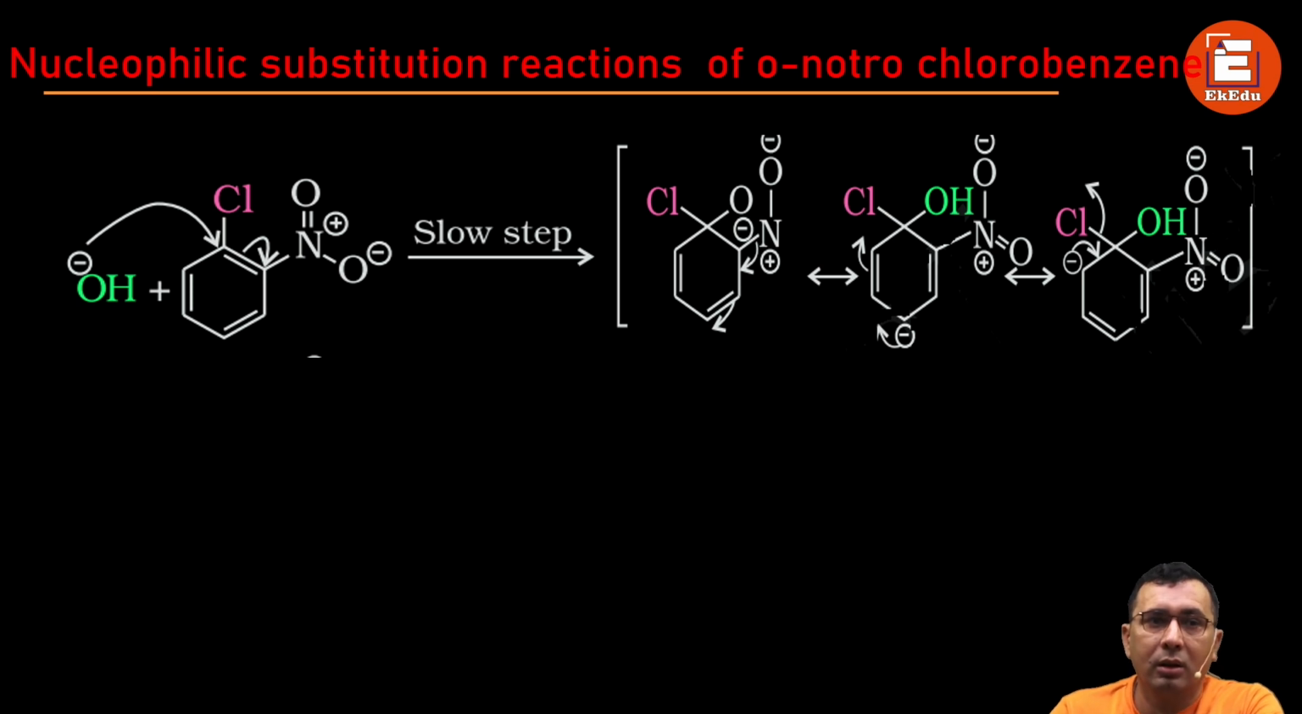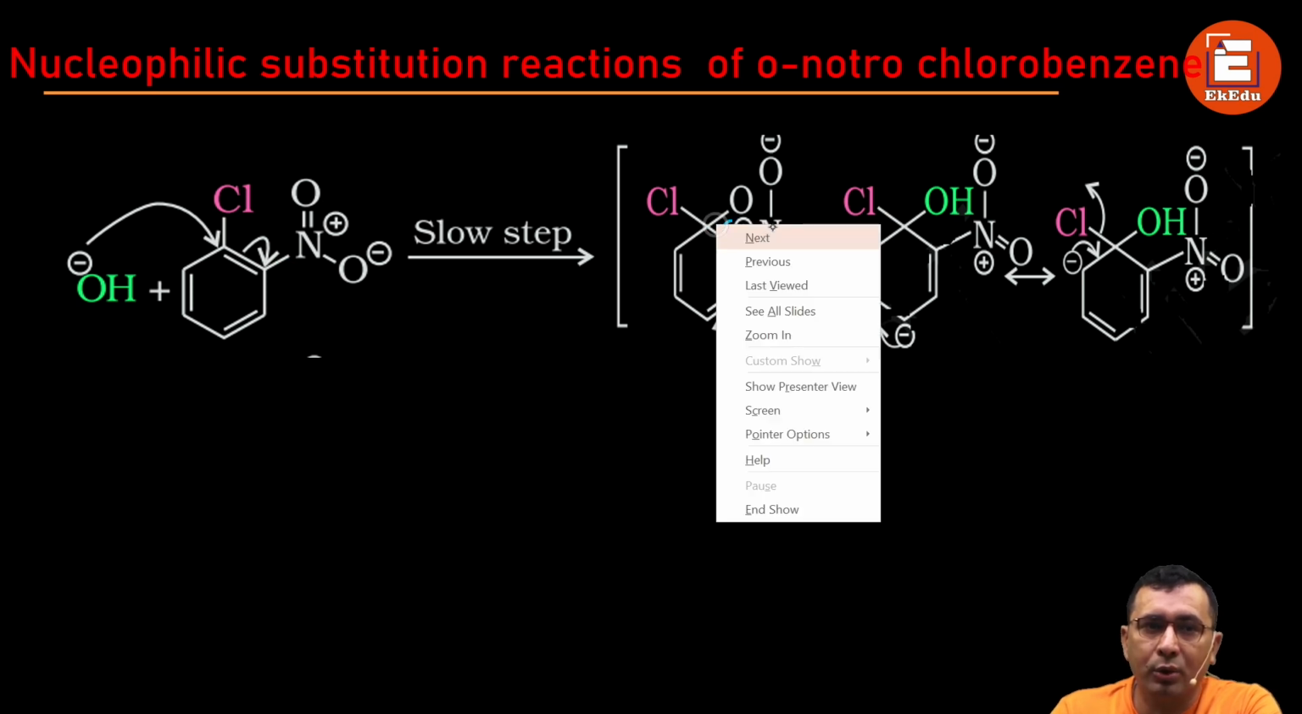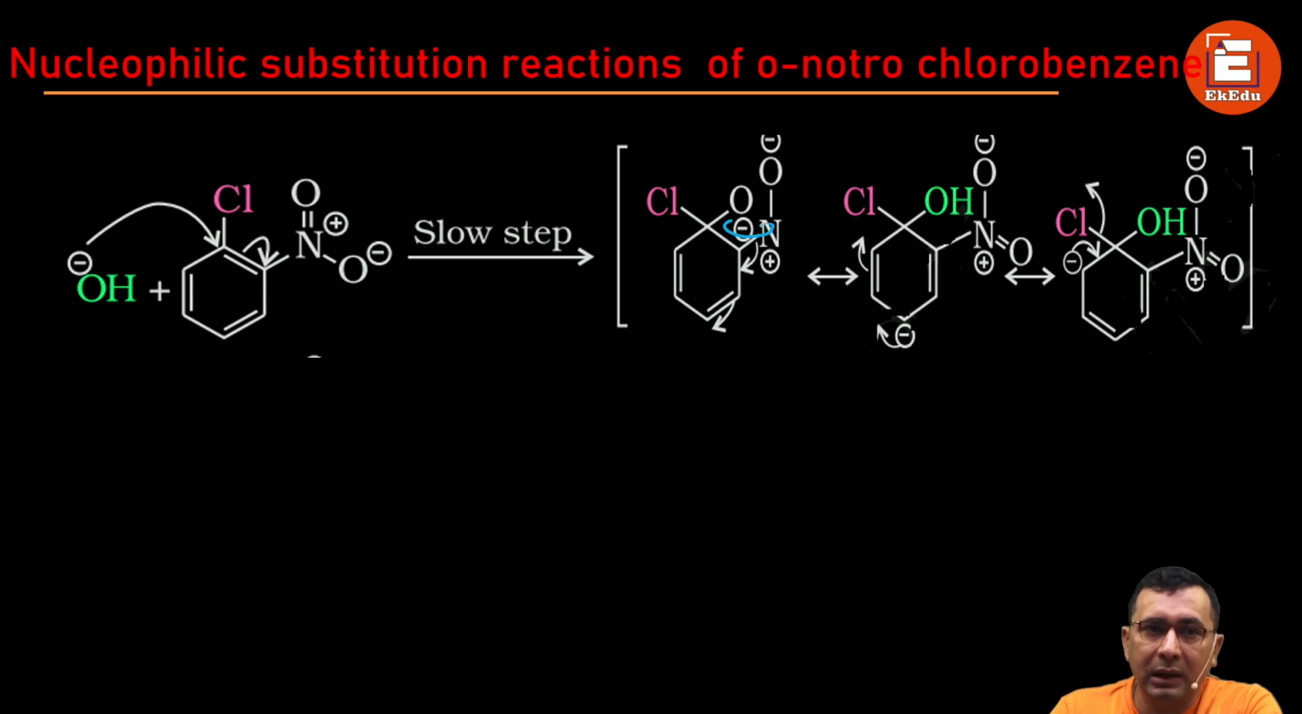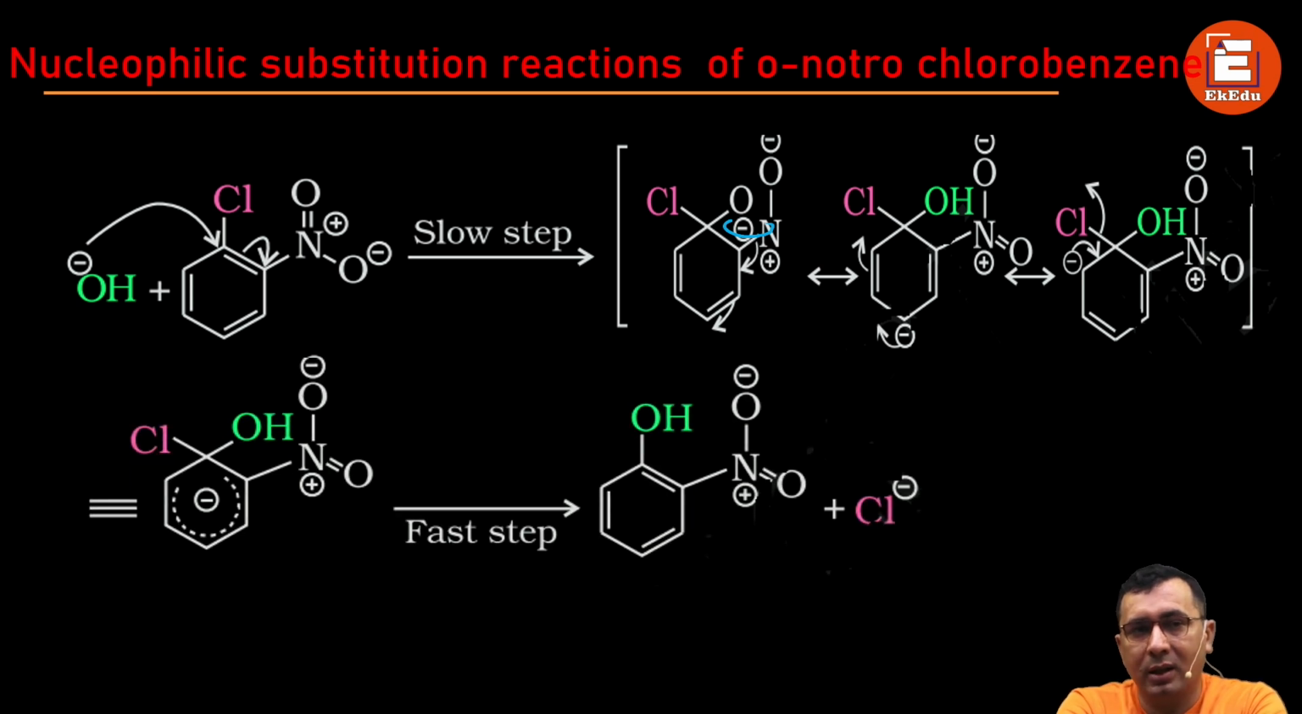When these electrons shift to this position, it will be electron rich, and this electron tendency on the ortho position will be lesser due to the presence of the NO2 group at the same position. And with the resonance, we get the product.